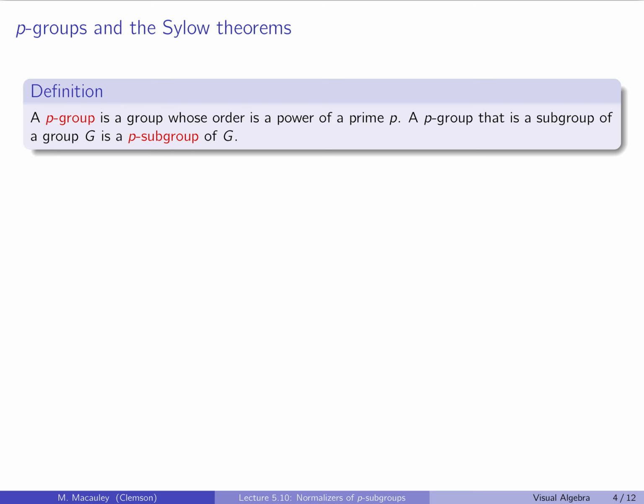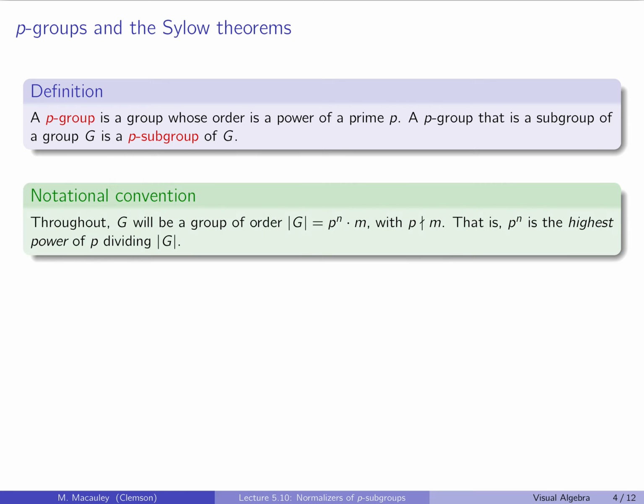Okay, so I mentioned the Sylow theorems in the introduction, and I want to say a little bit more about them before we get into the content of this lecture. And let's recall the definition from way back in chapter 2. A p-group is any group whose order is a power of a prime p. A p-group that is a subgroup of a group G is called a p-subgroup of G.